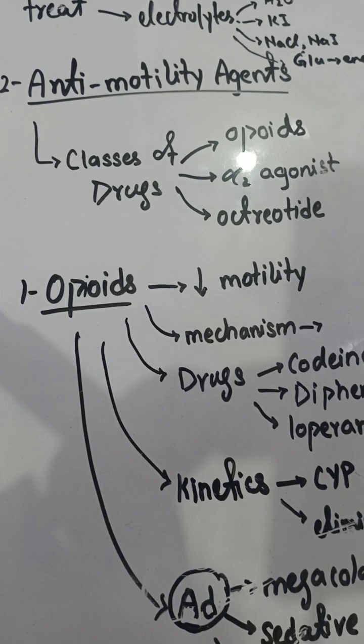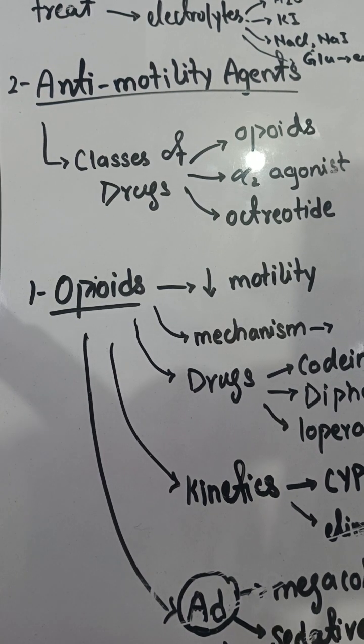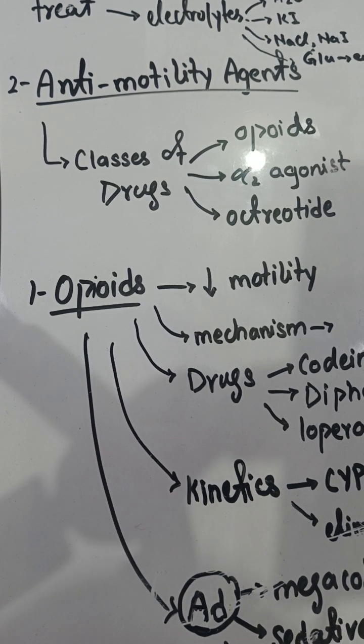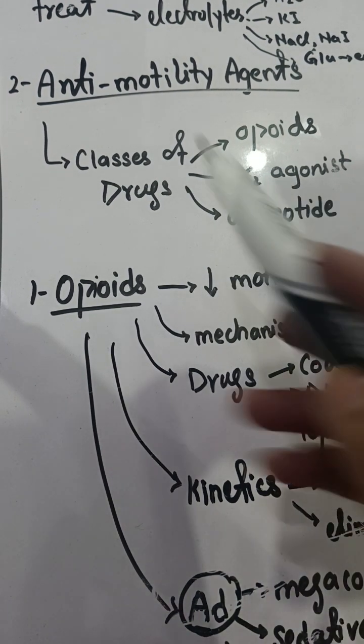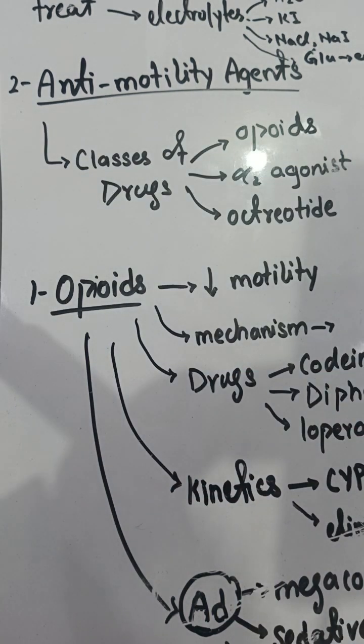Now, let's discuss the anti-motility agents. We have covered the first classification, which is the non-specific treatment. The next classification includes anti-motility agents. Now, what is meant by anti-motility? It means we are now decreasing the motility, or decreasing the gut movement. There are some classes of drugs included in it.